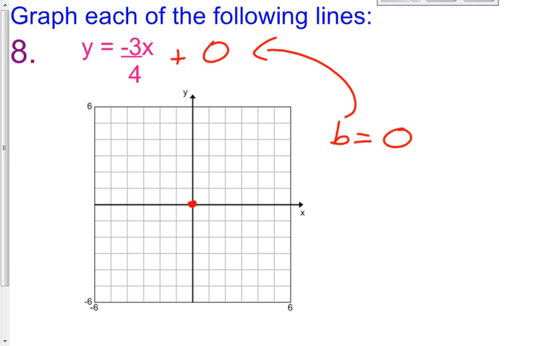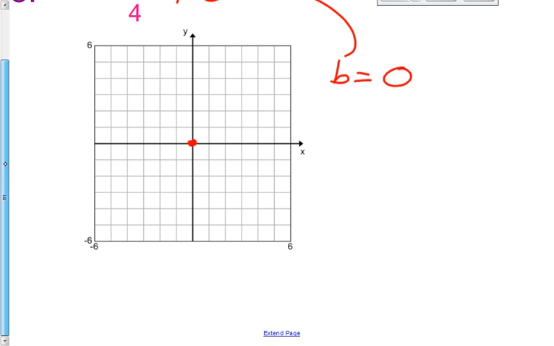It crosses at 0. And then my slope is a rise of a negative 3. So that means it would go down 3, 1, 2, 3, and to the right, 1, 2, 3, 4. And there is your line. That's all you need. Connect the dots using a straight edge. Move on to the next one.